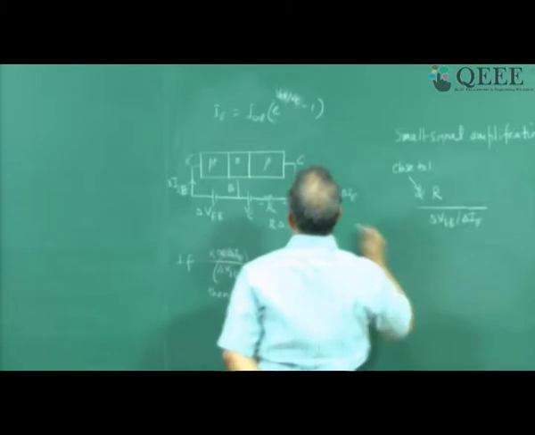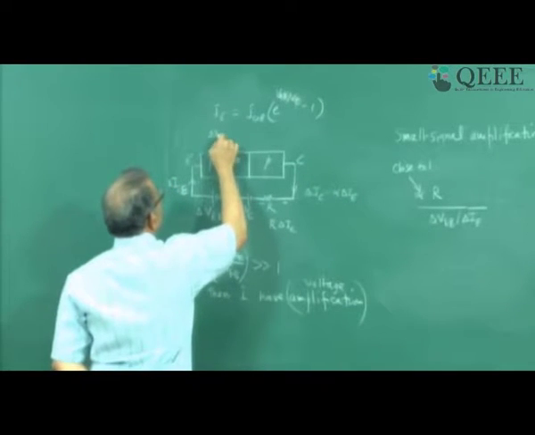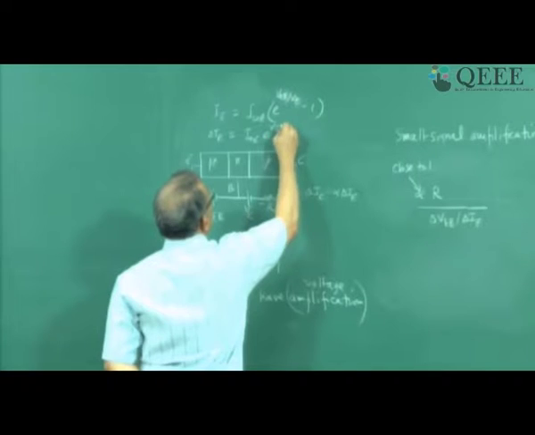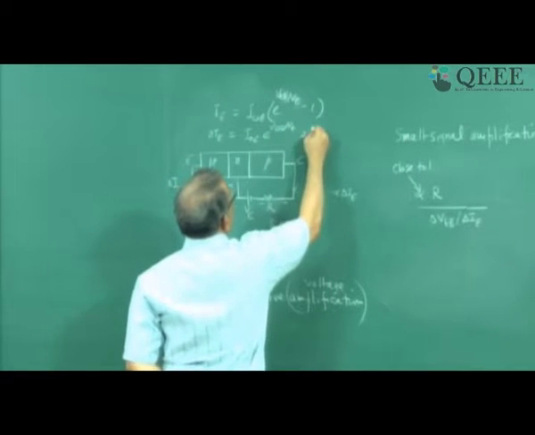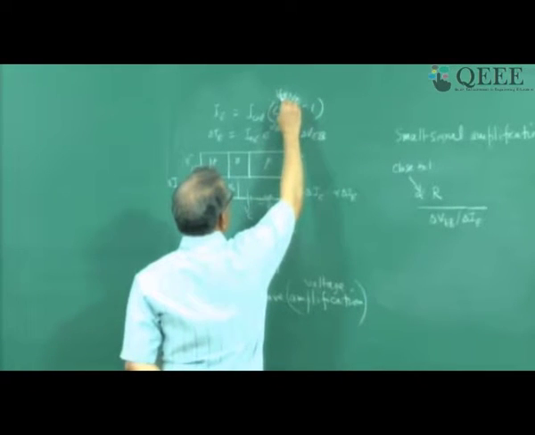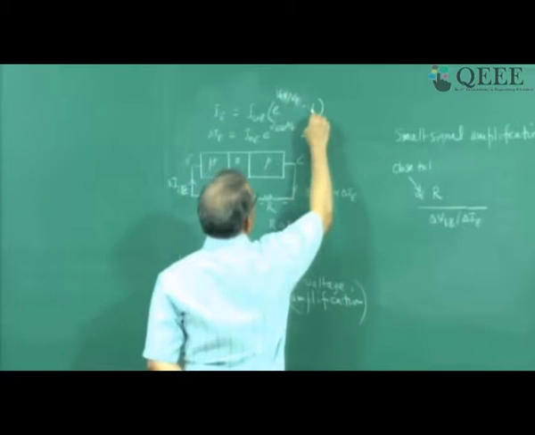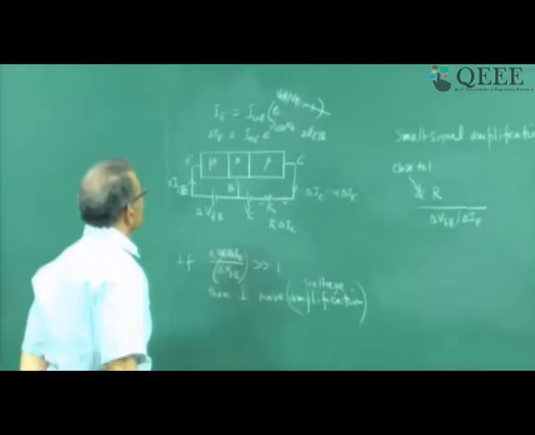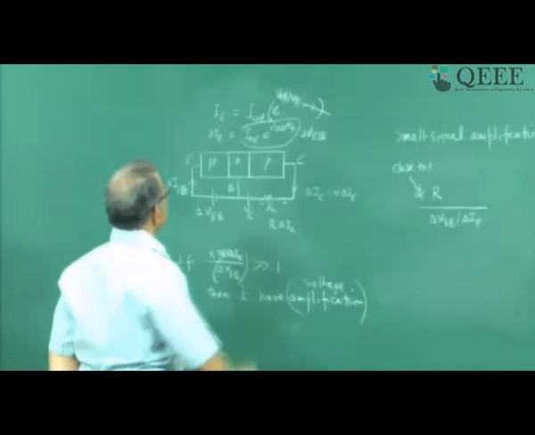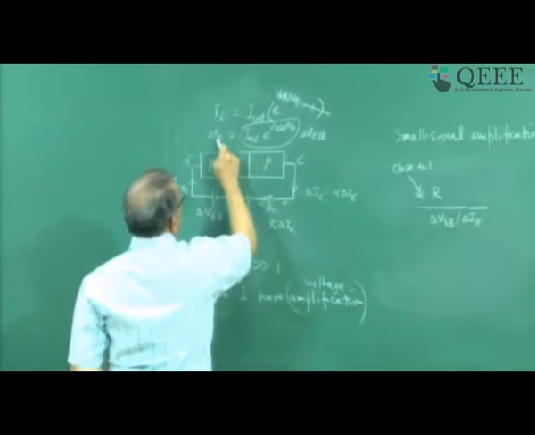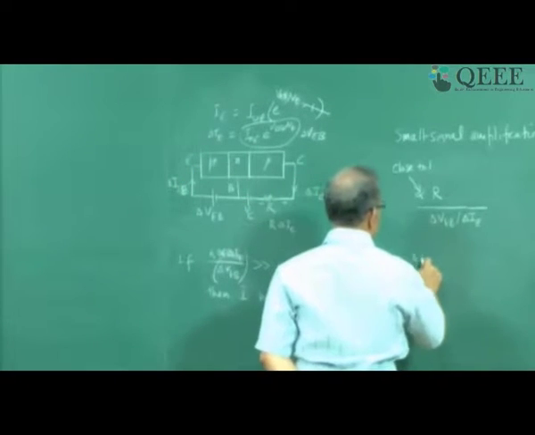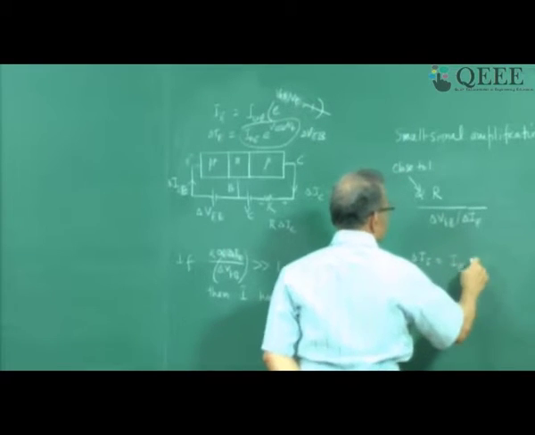So I get, here itself if I write, delta IE is equal to I naught E exponential of VEB by VT into delta VEB, if I differentiate this. Now if my VEB is much more than VT, this quantity is much more than 1. So I can simply neglect this one. That means this quantity is nothing but IE. Therefore I can write delta IE is equal to IE into delta VEB.